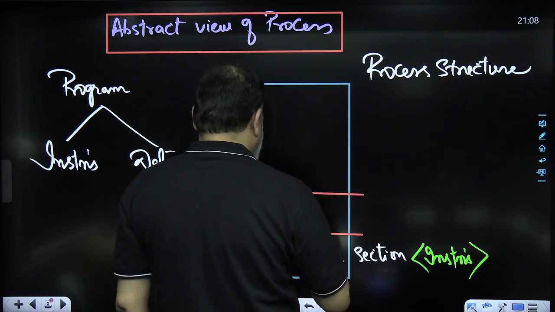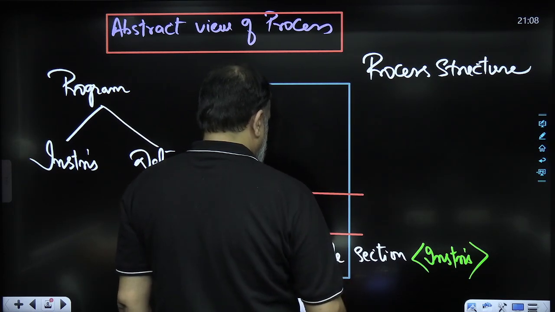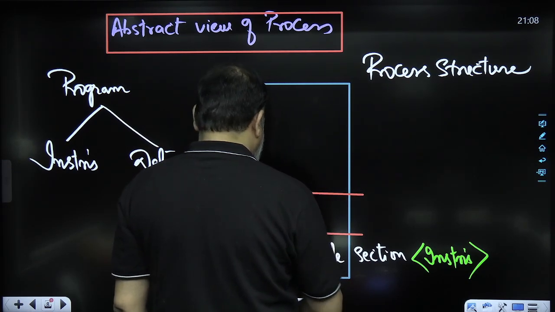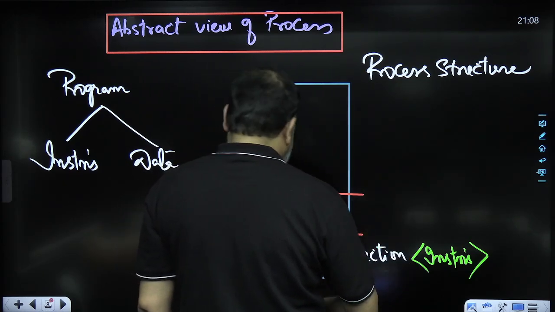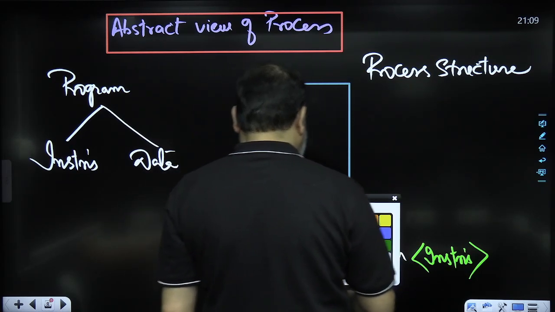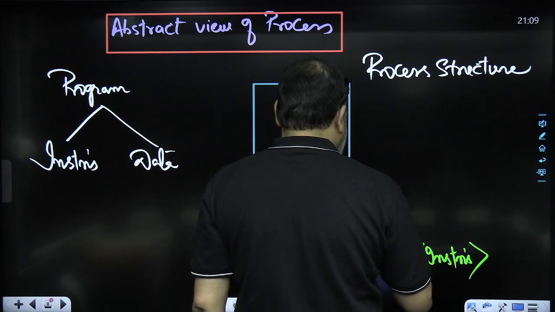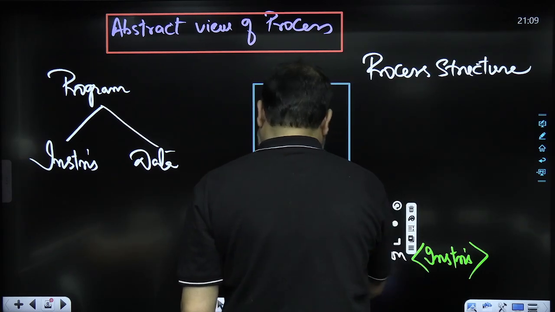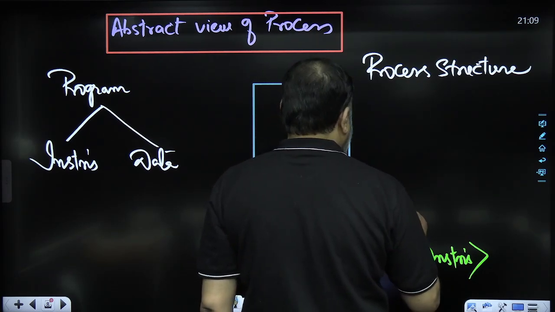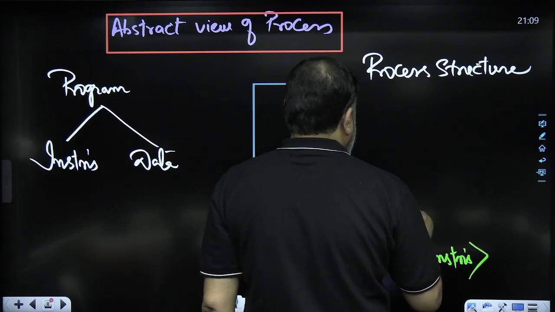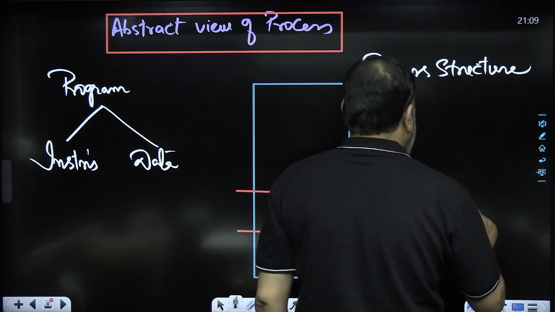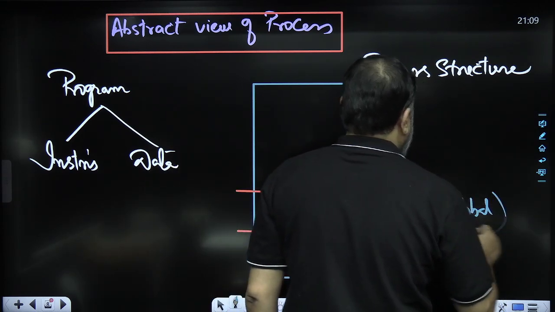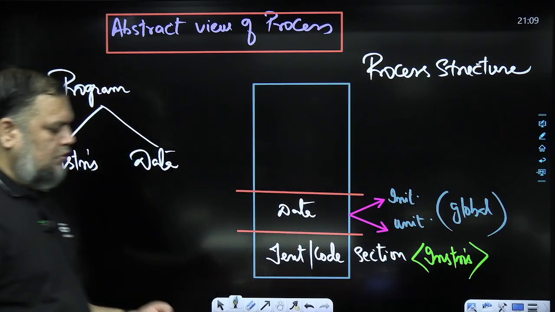It's called data. This data again is of two types, as we shall see at a later point of time also. One is called initialized data and the other is uninitialized data, global data. So essentially this is global variable. The global variables that you use in C, C++ are put in this section, global data.